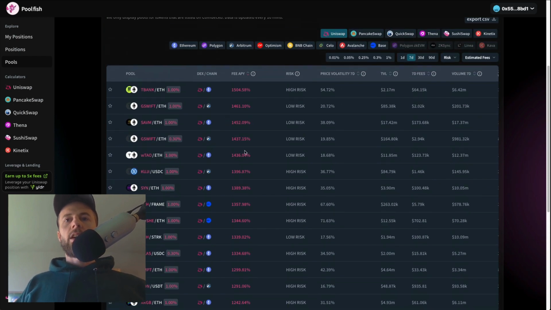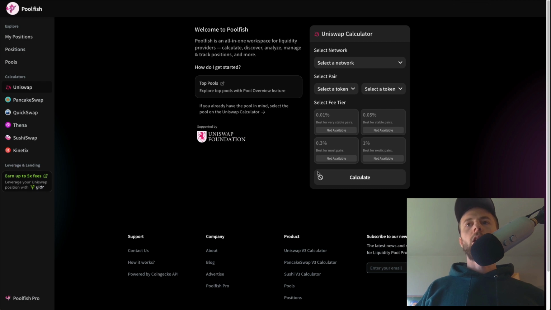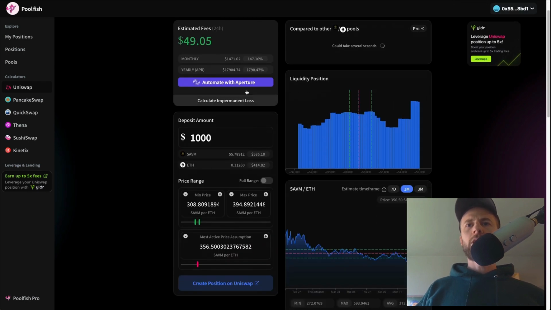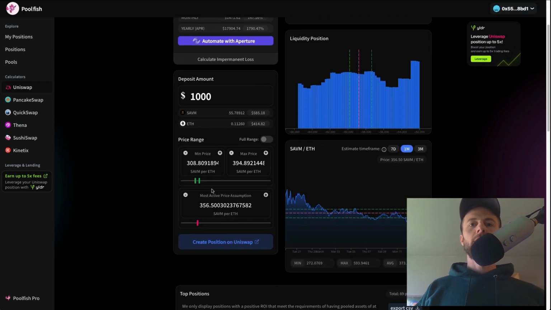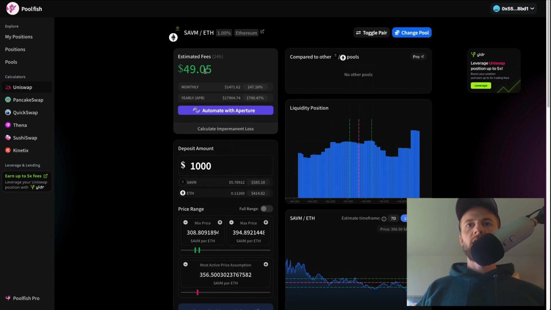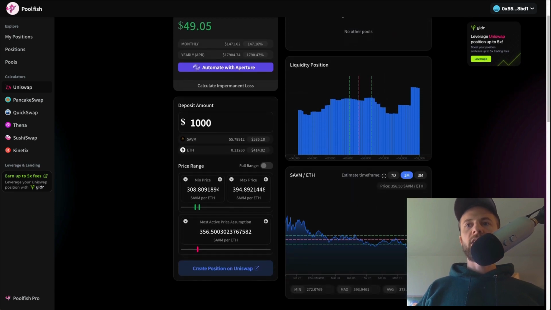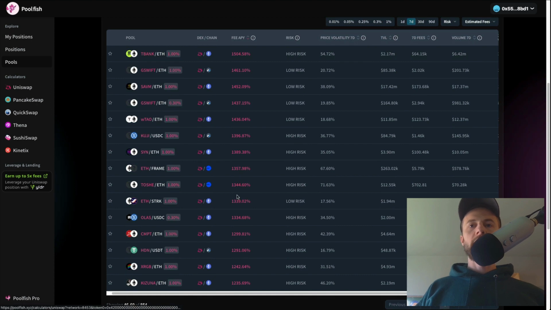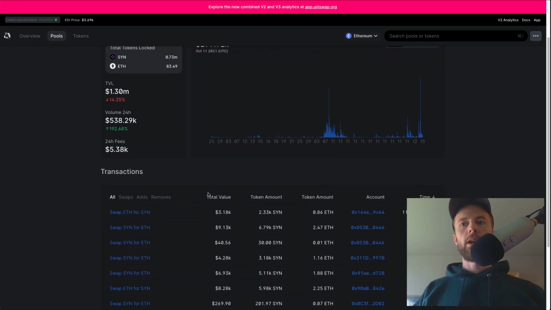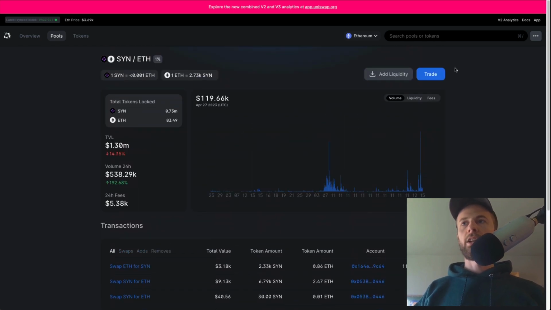Now, the other cool thing is if you click on this APY, it will actually open up our calculator on Poolfish so that you can play around with making a position, making a range, seeing the amount of fees that you could make on that. So that's always great to jump in and go deeper. And I'll probably have another video covering that. The other thing you can do is click on the pair itself, and this will jump you right over to Uniswap's info page so that you can look at more data here if you want to.